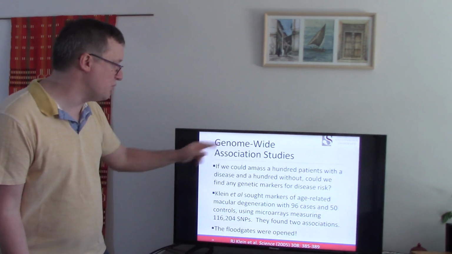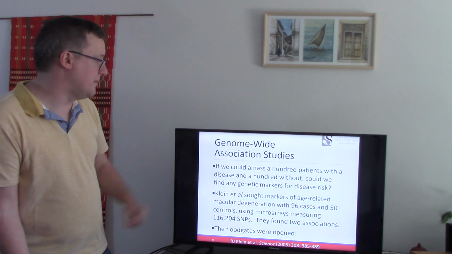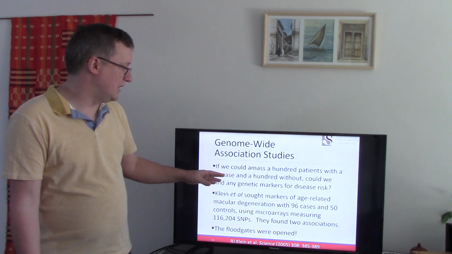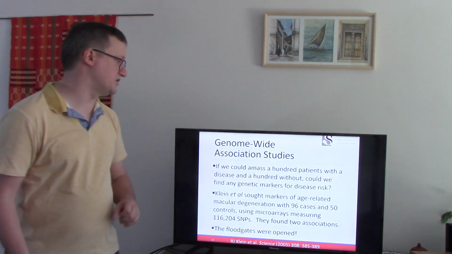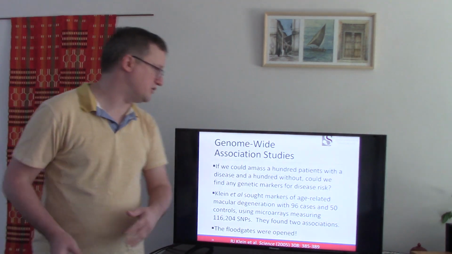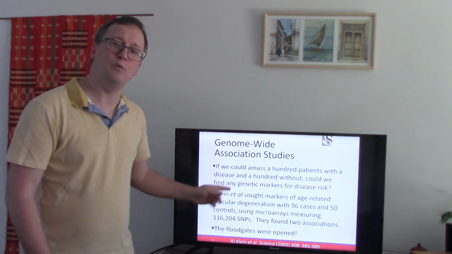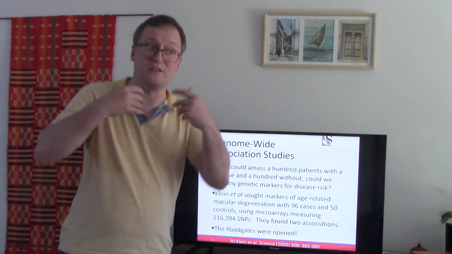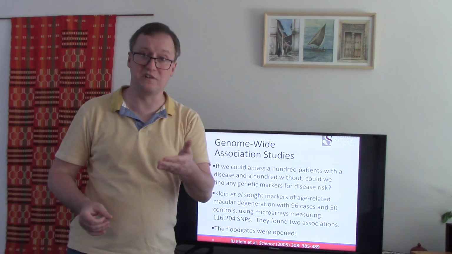So the genome-wide association studies usually start with hundreds of patients. In this case, if we've got 100 patients with disease and 100 patients without disease, can we determine a set of genomic markers that help us to infer a new person's disease risk?